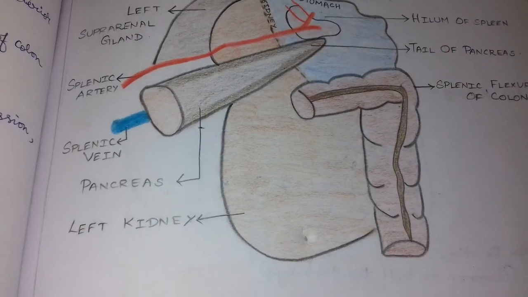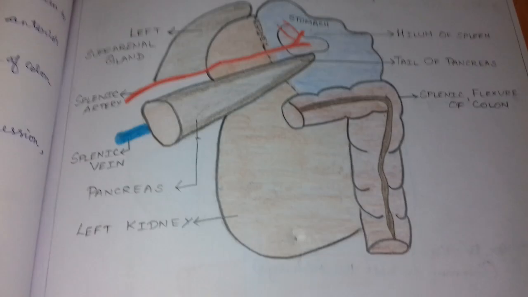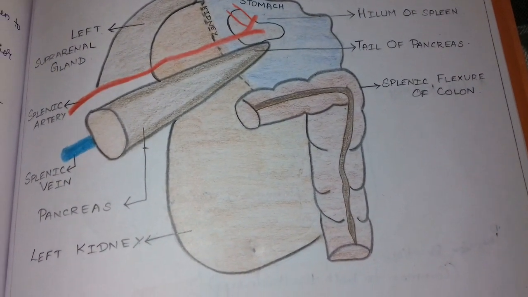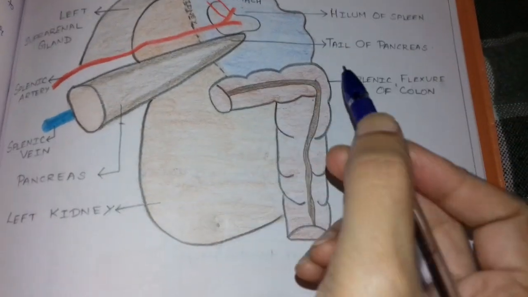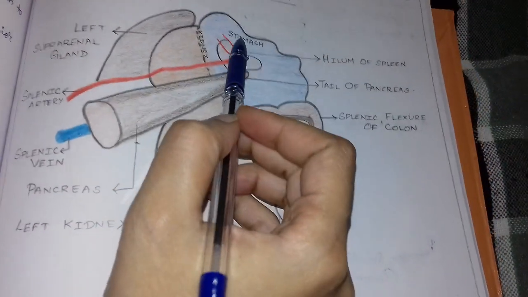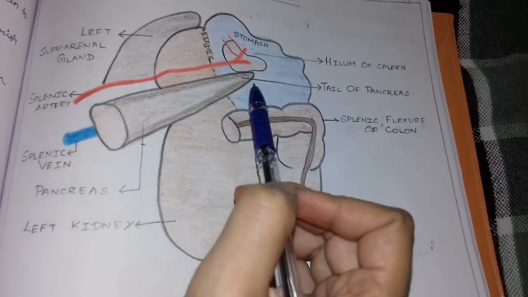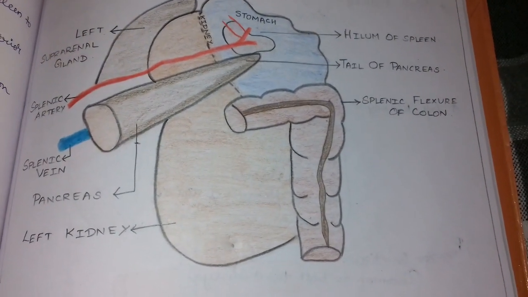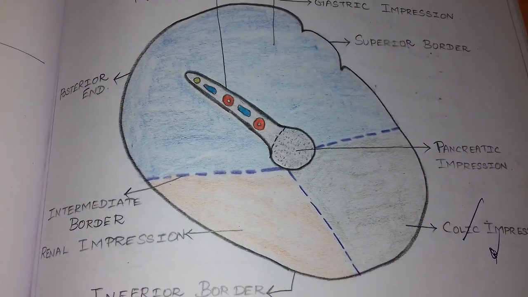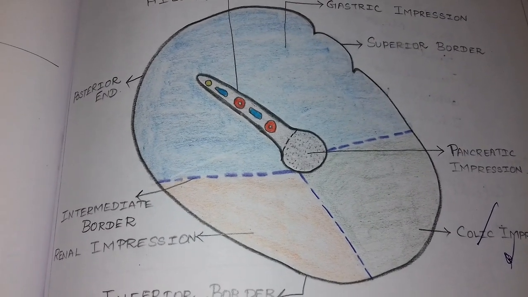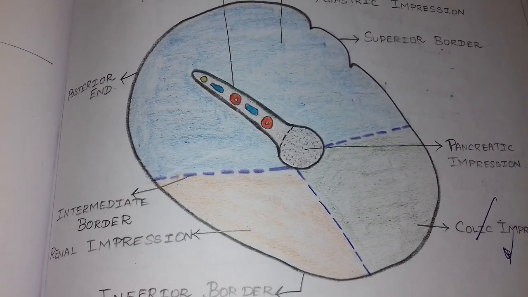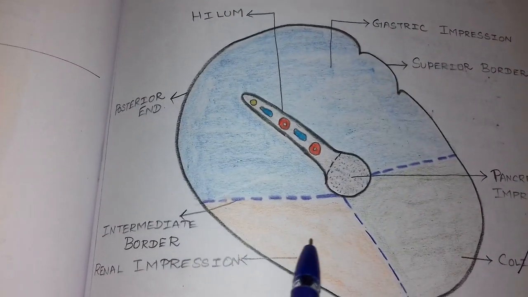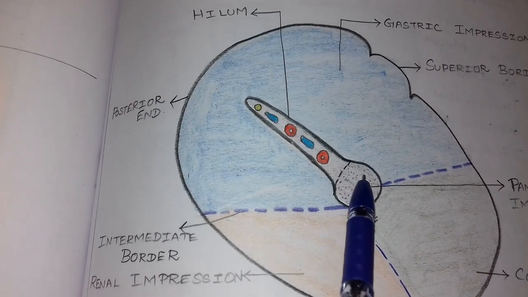Next, visceral relations of spleen. Visceral surface of spleen is related to fundus of the stomach, anterior surface of left kidney, tail of pancreas, splenic flexure of colon. The visceral surface of the spleen has four impressions: gastric impression, renal impression, colic impression, and pancreatic impression.